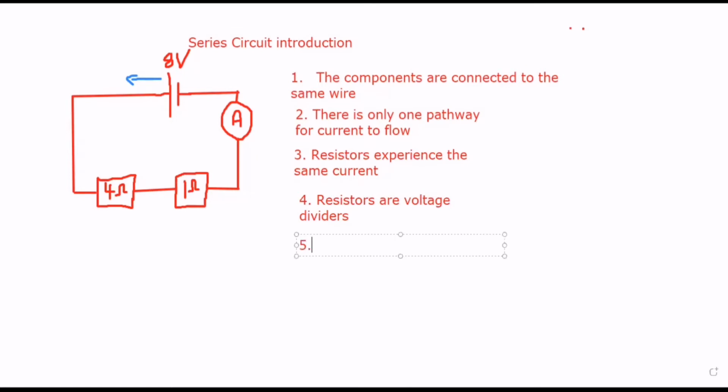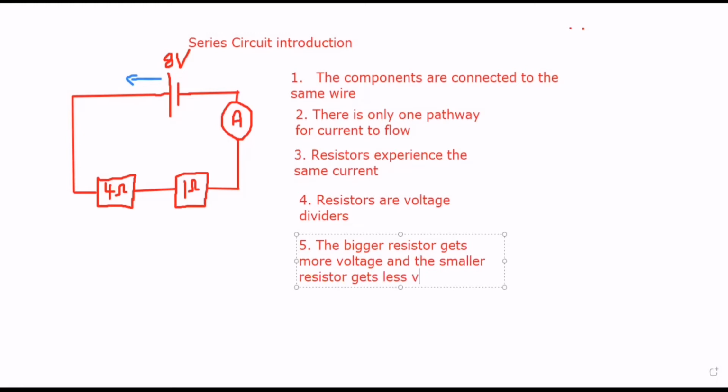Now that one depends on the size of the resistor. In a series circuit, the bigger resistor gets more voltage. The small resistor gets less voltage. It depends on the size of the resistor. So the bigger resistor gets more voltage, and the smaller resistor gets less voltage, right? That's the fifth characteristic.